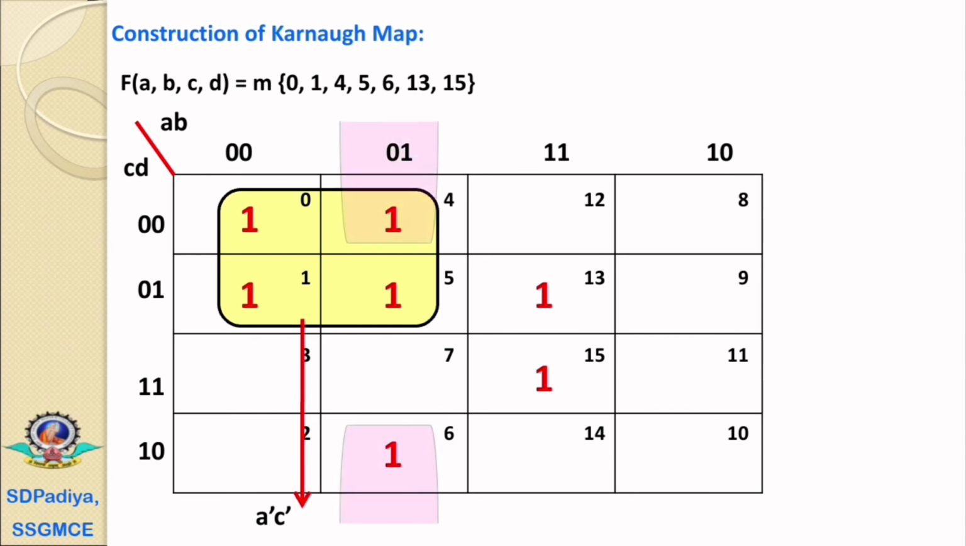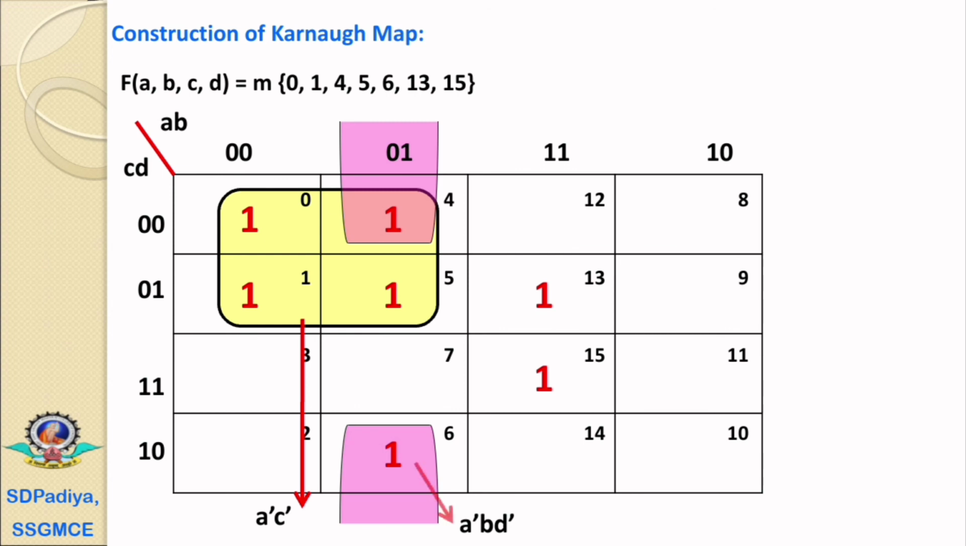Now the second group we can form: these 2, the first which belongs to the first row and the other which belongs to the last row. We have seen that the first row and the last row are considered as adjacent. Now the expression for this: it belongs to the 0 and 1, only one column, therefore it will be the A dash B, and it belongs to the 2 rows, the 0,0 and 1,0. Therefore C will eliminate and the remaining is the D dash. Finally it is A dash B D dash.